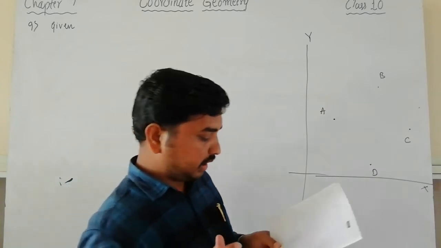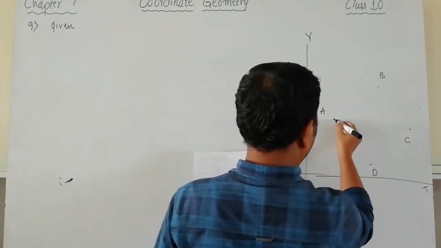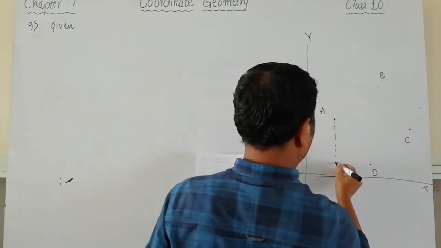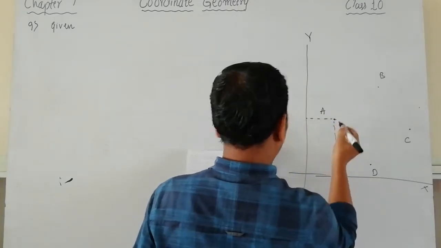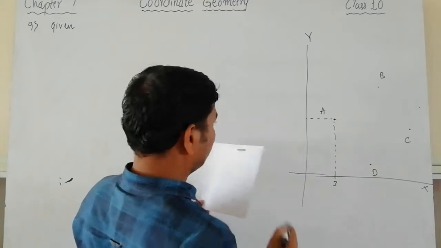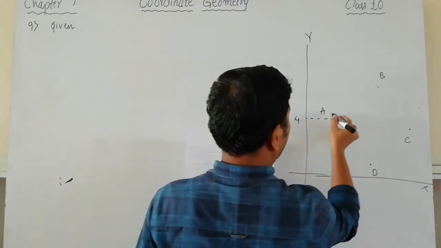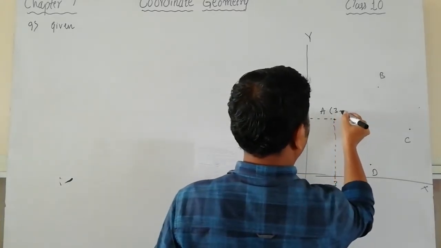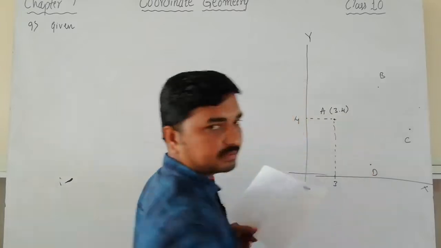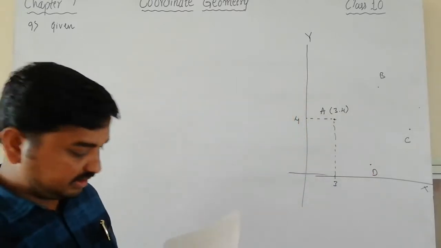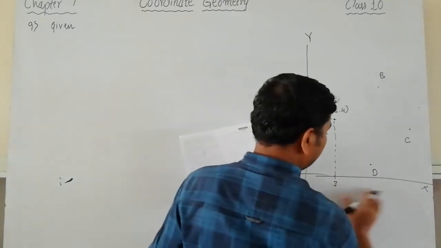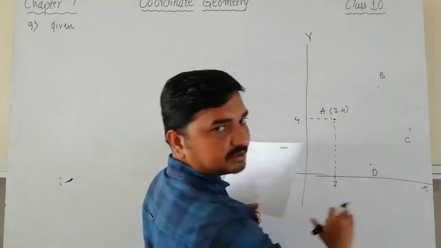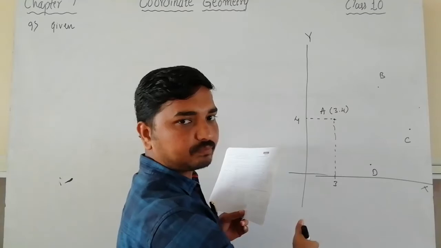Now look here. In the x-axis, it comes at 3. So this is 3. And in the y-axis, it reaches at which point? 4. So that's why the coordinates of A are 3, 4. In the same sense, I think you can identify the coordinates of the remaining points. First, remember, write the x coordinate first from the x-axis, and then the y coordinate.